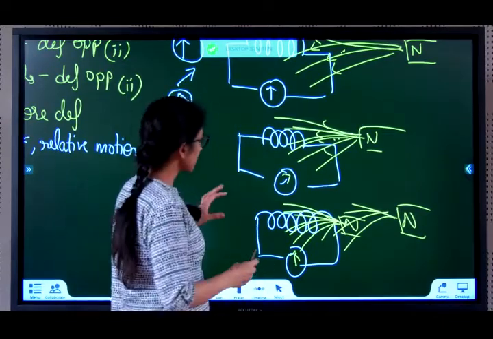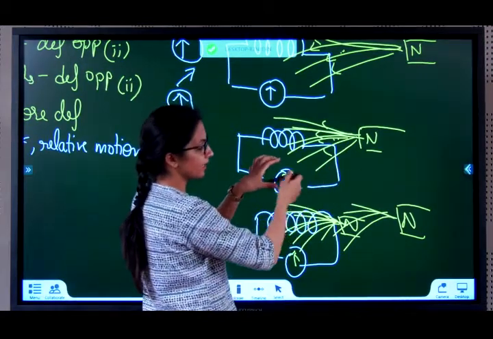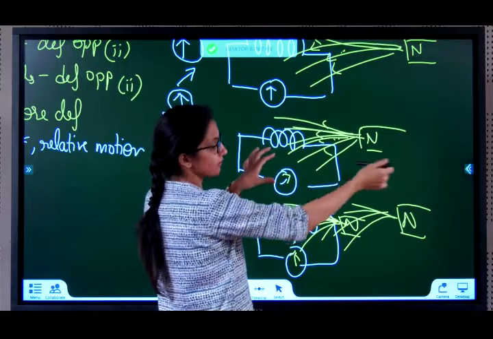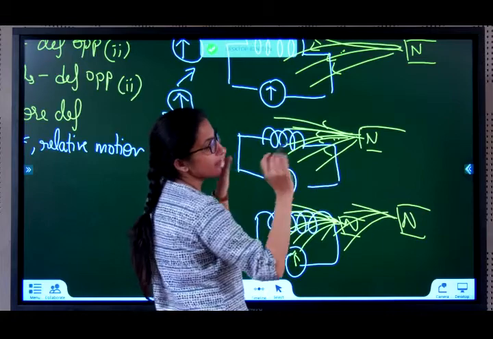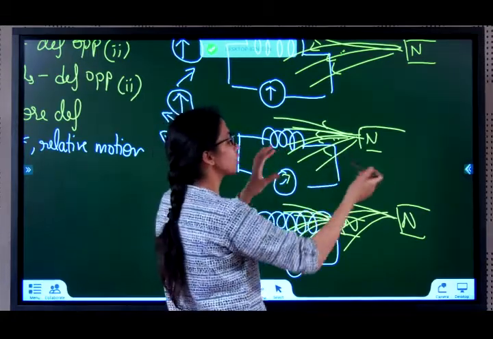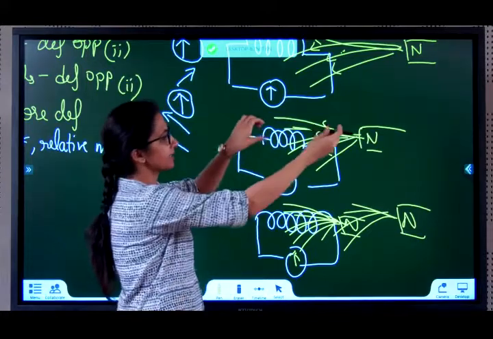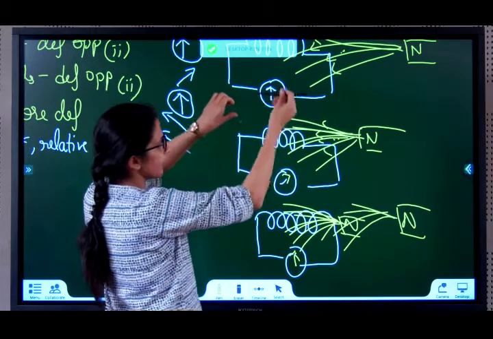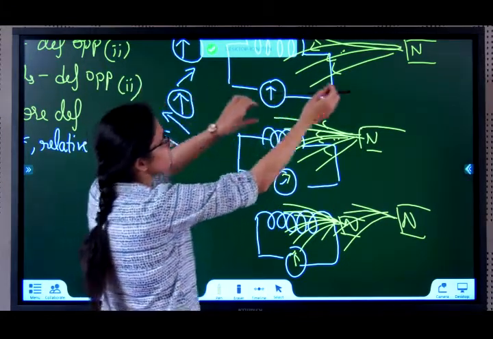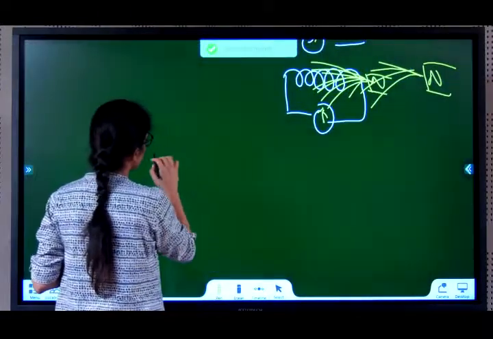The other point to note here is, when is the magnetic field linking with the coil changing? Only when the magnet is moving or when the coil is moving. In other words, there should be relative motion between the two. What does this mean? Let us assume this is the coil and this is the magnet. Coil and magnet are both moving in the same direction with the same speed. So, how many field lines are linking with the coil?